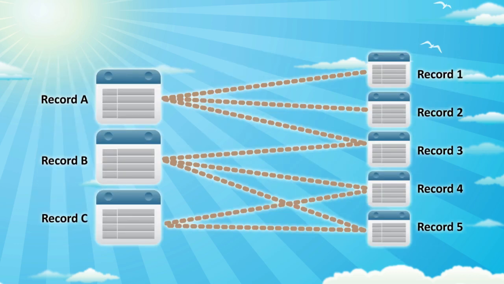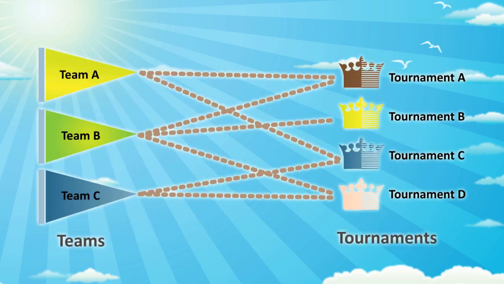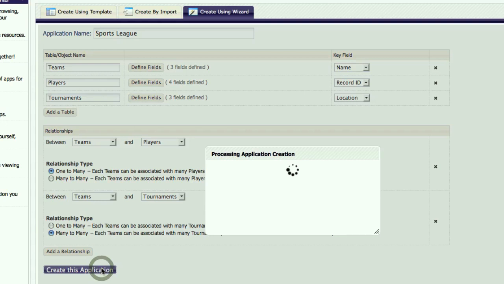A many-to-many relationship means that records from the first table can reference multiple records from the second table, and records from the second table can reference multiple records from the first table. For example, a team can play in multiple tournaments, and a tournament features multiple teams. With the object tables configured the way you want them, click the Create button and your app is ready to launch.